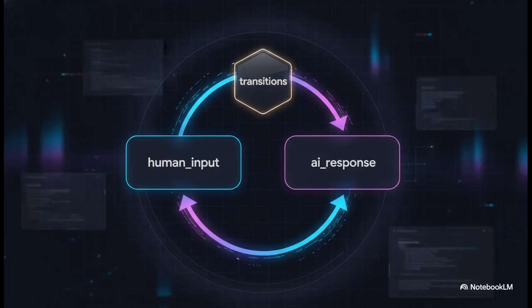To actually express that loop in code, we use the with_transitions method on the application builder. We just pass in simple tuples outlining the origin node and the destination node. Human input flows to AI response, and AI response flows right back to human input. There is absolutely no hidden framework magic going on here. The routing logic is explicitly declared right in front of you.